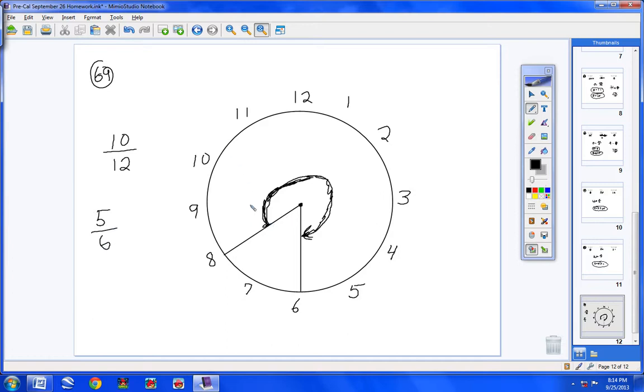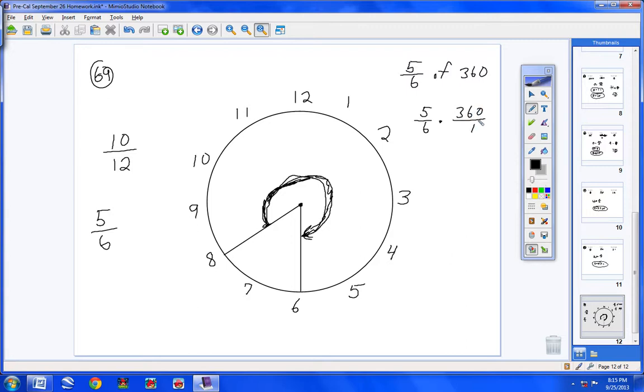Let me go over that again so I don't lose you. You went from here to here, and you traveled from the 8 all the way to the 6. That's 10 out of 12 numbers you rotated. 10 out of 12 numbers, so that's going to be 5/6. So you rotated 5/6 of, which means multiply, 5/6 of the distance all the way around. Now the whole distance all the way around is 360. So I'm going to take 5/6 of 360. I don't want the whole 360. I want 5/6 of the 360. So of means multiply. 5/6 times 360.